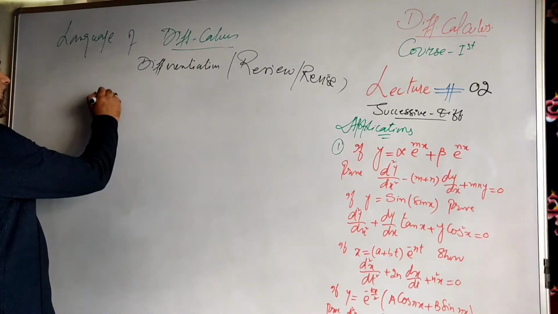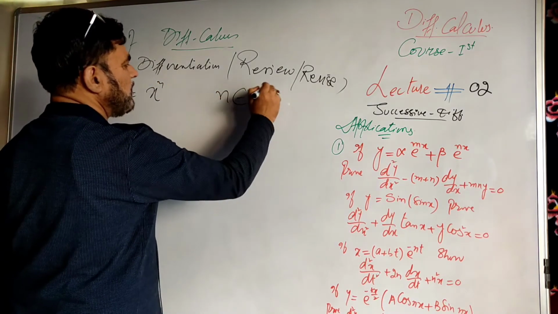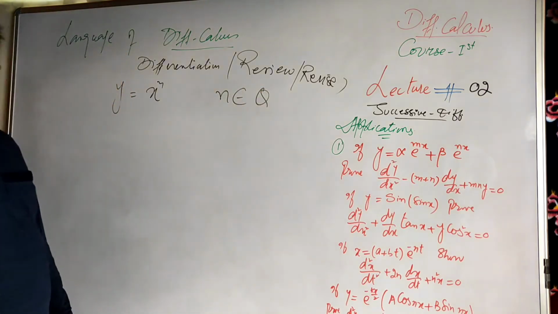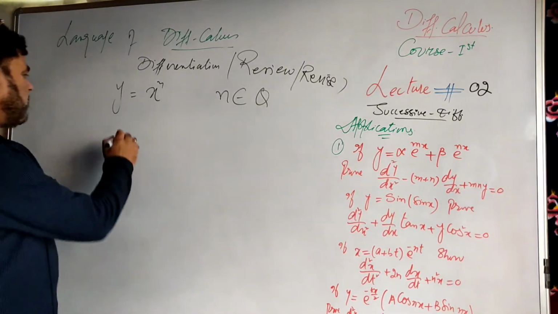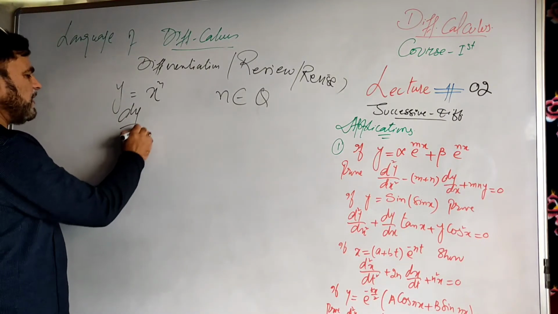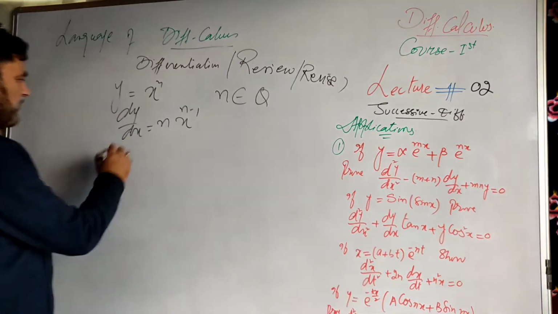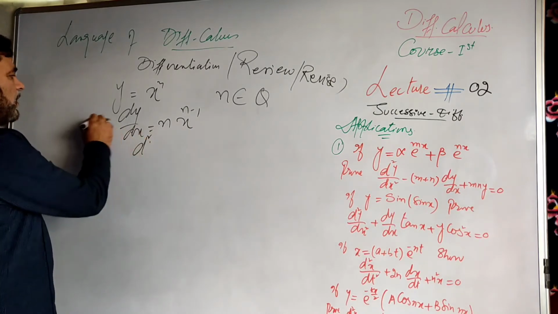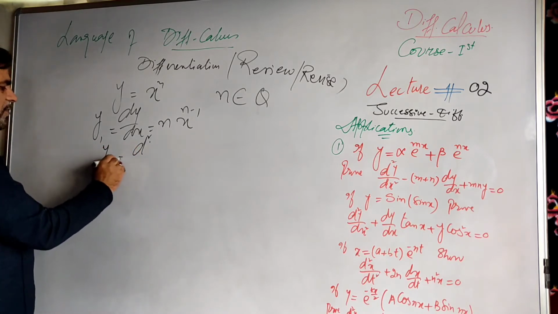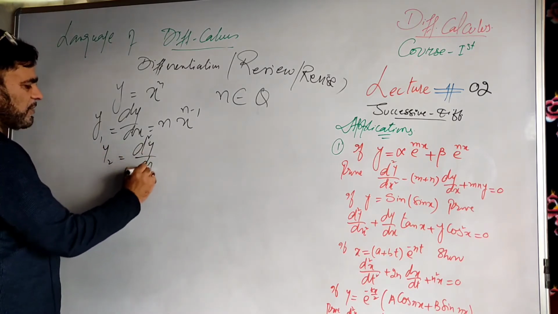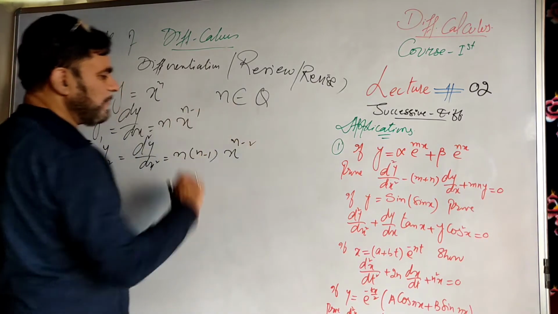For example, if y is x raised to power n, let me say n belongs to Q, the rational numbers; it can be a positive integer or negative integer. Then dy by dx is n times x raised to power n minus 1. If you again differentiate this, d2y by dx square, sometimes written y2, the second derivative, is n into n minus 1 times x raised to power n minus 2, and so on.